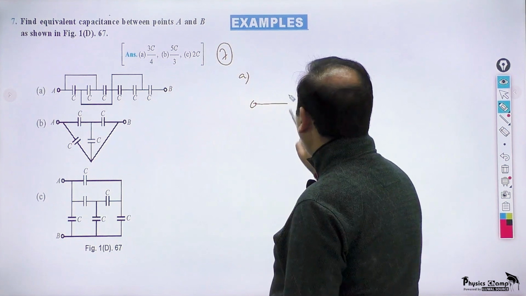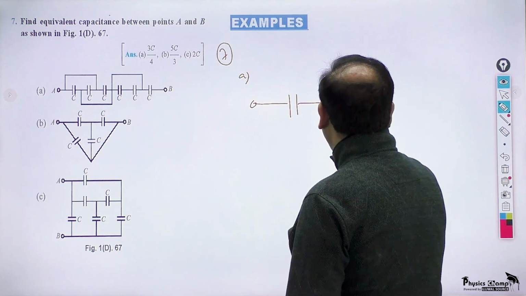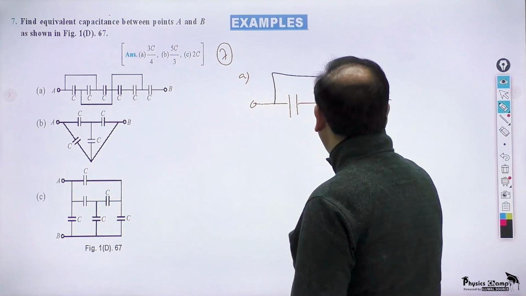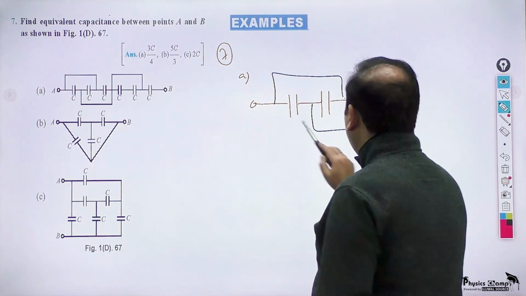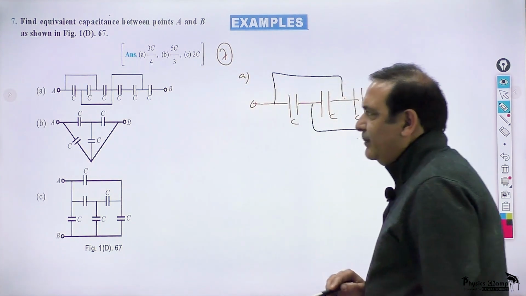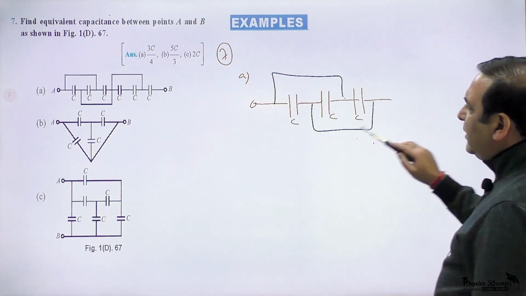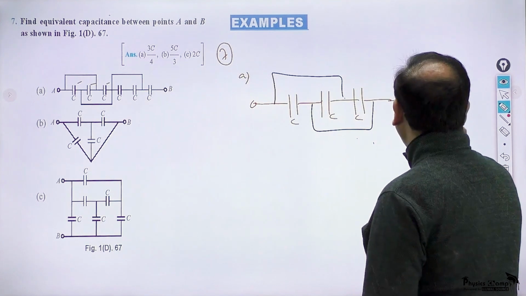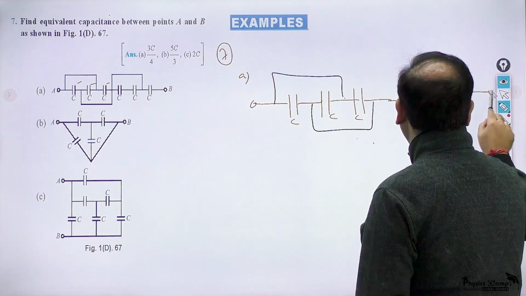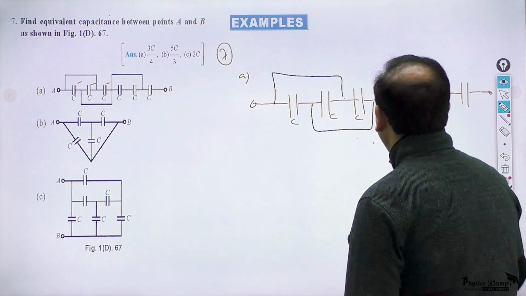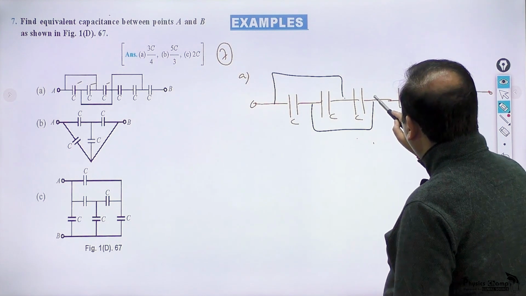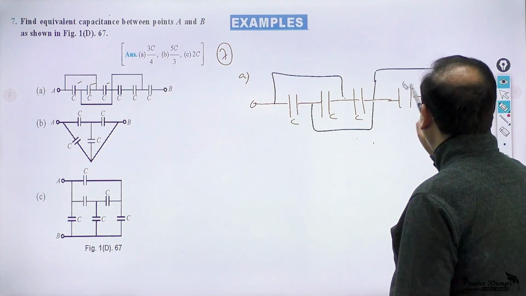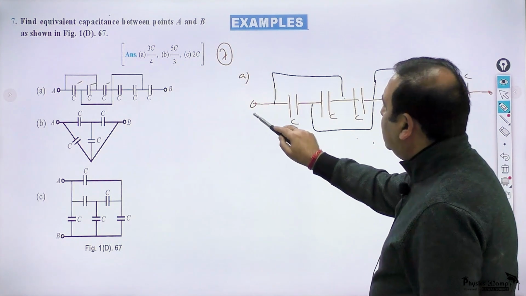In part A, we have 3 capacitors C, C and C, and they are connected like this. So you know they are going to be in parallel. But then further, with these 3 capacitors, we are given some more capacitors, and over here this wire is again short circuited. So this is C and this is C. This is A and this is B.